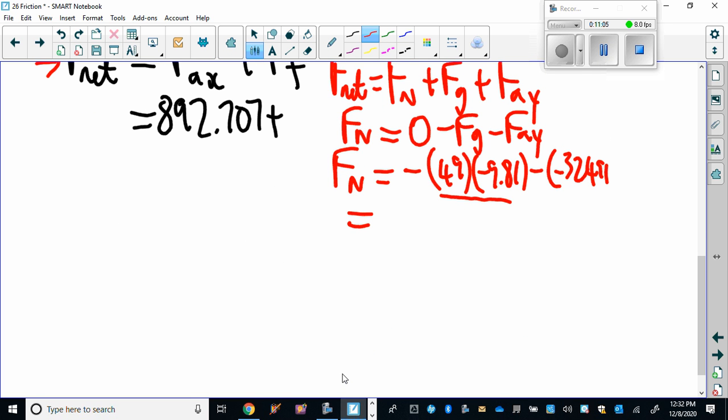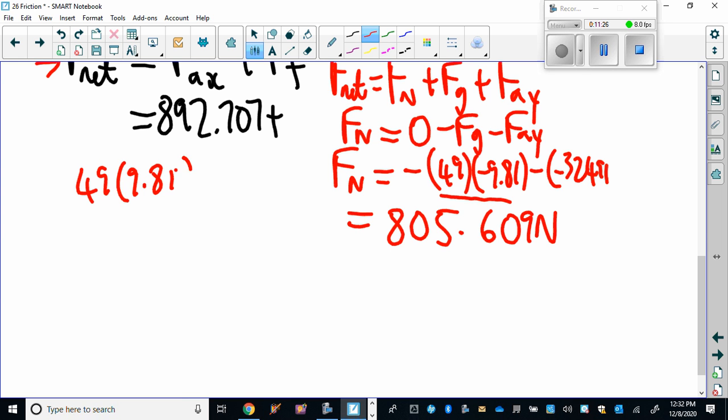Anyway, we do all that and we get 805.609 newtons. That is the normal force. That's just kind of, if the box was just sitting there, what would the normal force be? It would simply be mg. So for mg, you don't need to do this. I'm just doing it to solidify the ideas in this problem.